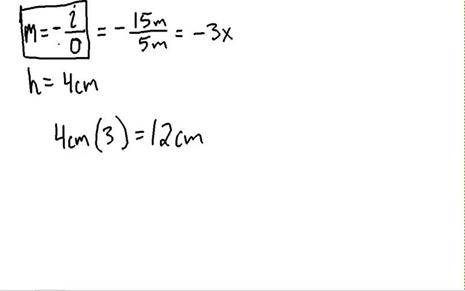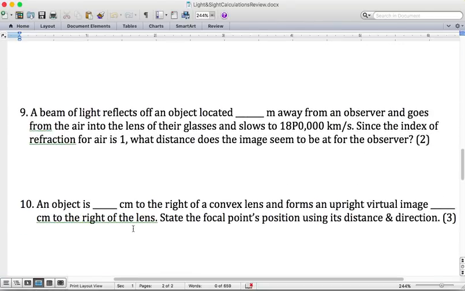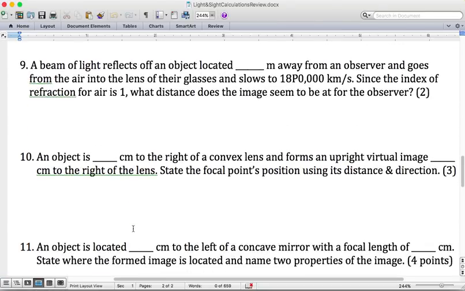Okay, so the next one, only about 1/4 of you are going to have to worry about the first part, but I want to make sure all of you are ready for it just in case. A beam of light reflects off of an object located blank meters away from an observer. Oh, looks like there is an error on your review. So when you get your review, don't worry about that P. It's not supposed to be there. It's supposed to just be 180. The 0 key is right next to the P key, so I accidentally typed that one too many times.